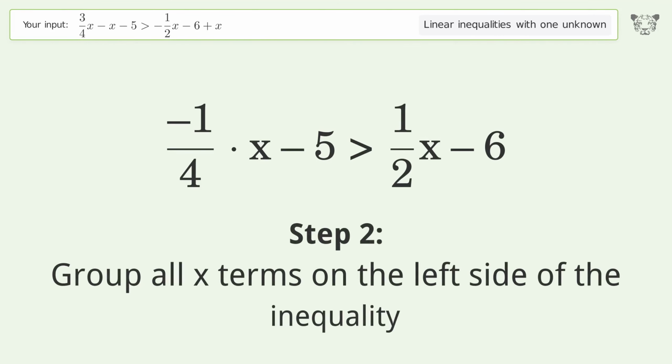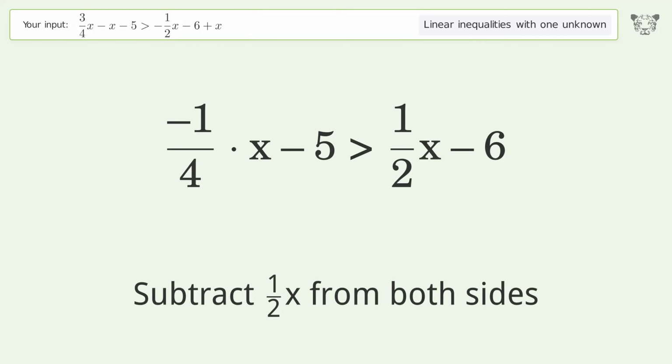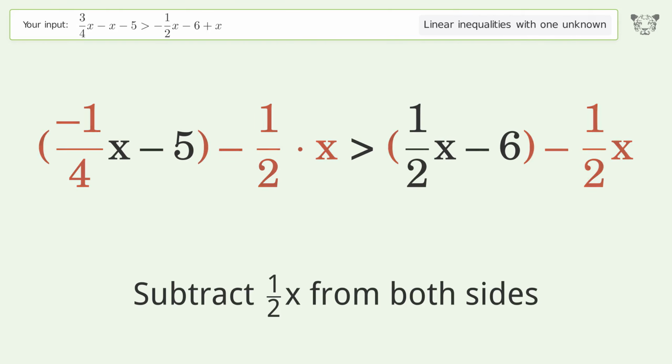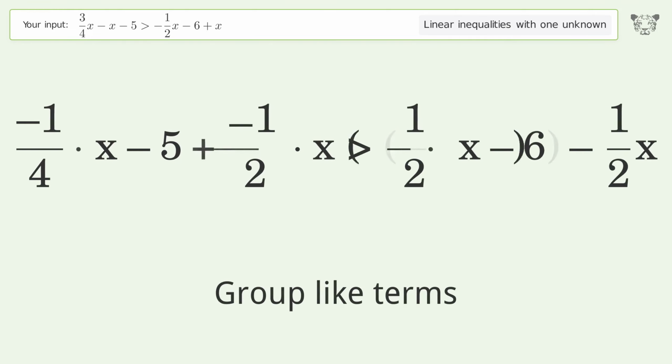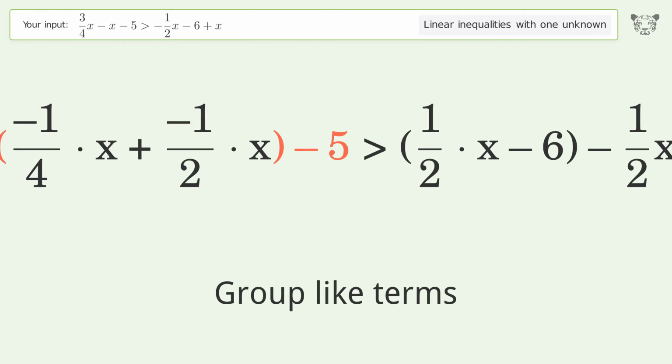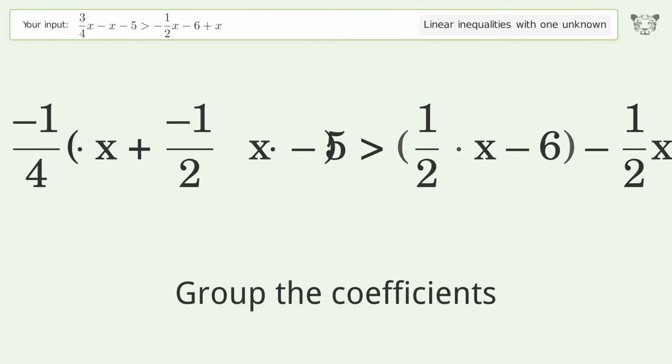Group all x terms on the left side of the inequality. Subtract 1/2x from both sides. Group like terms. Group the coefficients.